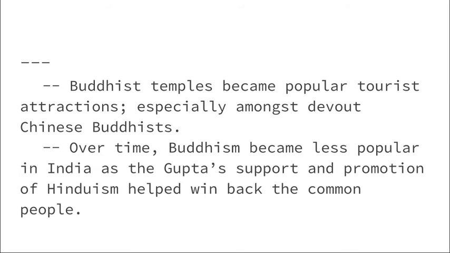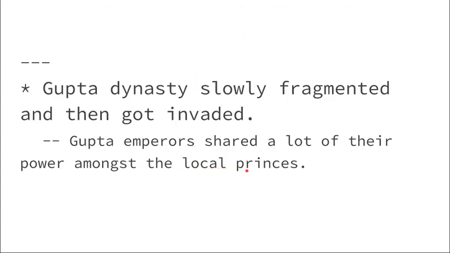The Guptas did not support Buddhism. The Mauryans, like Ashoka, supported Buddhism, but the Guptas don't. They support Hinduism, and Hinduism again becomes the main religion of India. Buddhism becomes less and less popular over time, even though it's spreading to other parts of the world.